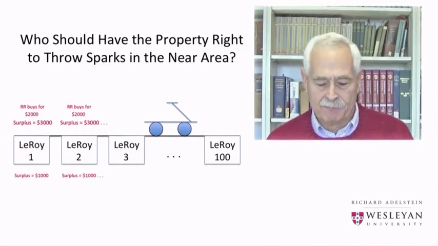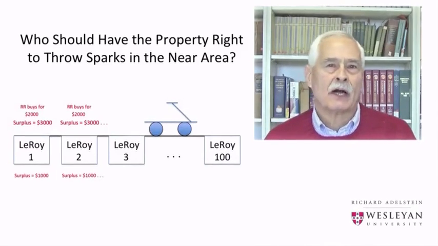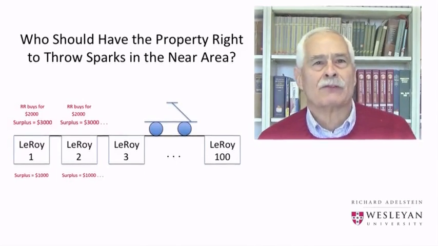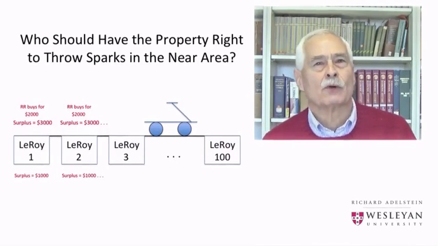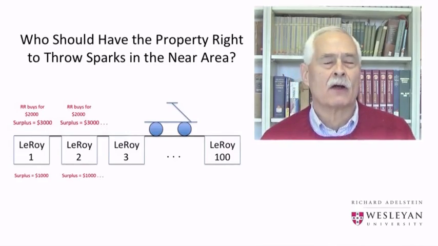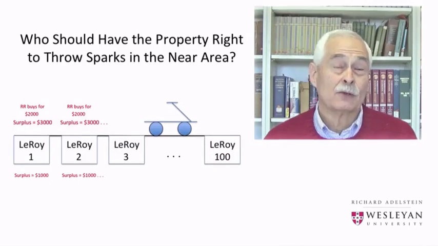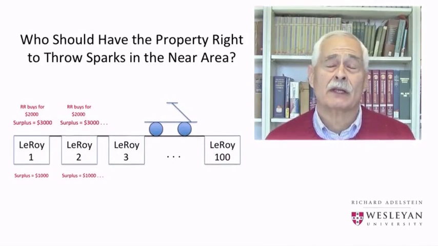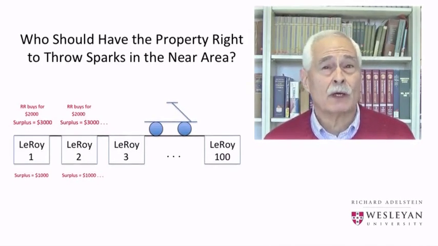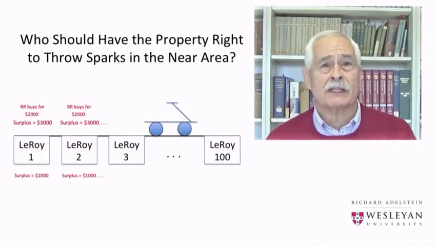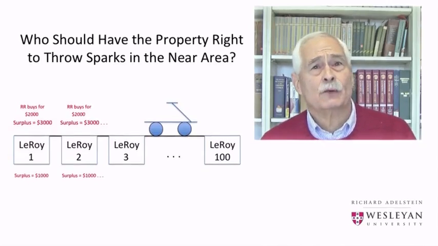So let's suppose the president of the railroad gets on a handcar and starts to bargain with the individual LeRoys one at a time. He starts out with the company that I've called LeRoy 1, and once again the railroad's value for the property right to throw sparks on LeRoy 1's yard is $5,000, and the value of that property right to LeRoy number 1 is $1,000. So there's obviously room for a deal to be made, and let's assume that it is.